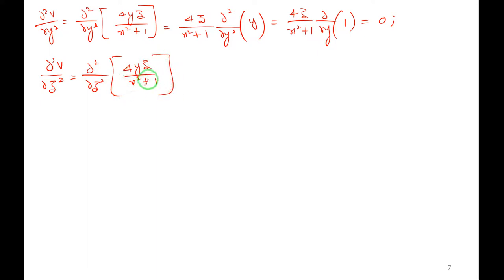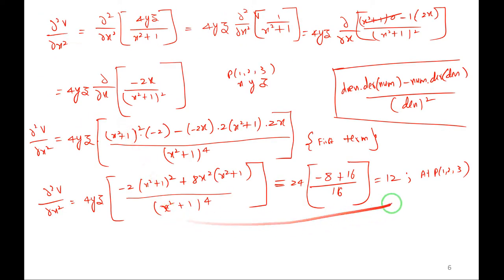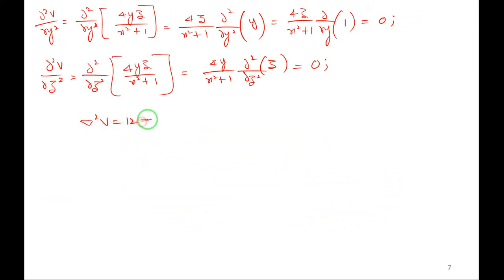So with respect to z, I can take this out, 4y by x square plus 1 into dou square by dou z square of z. If I differentiate twice, this will be 0. So the second and third terms are 0, right? Just substitute in the first term, del square v. The first term gives 12, and it is Poisson's equation. So RHS is minus rho v by epsilon.